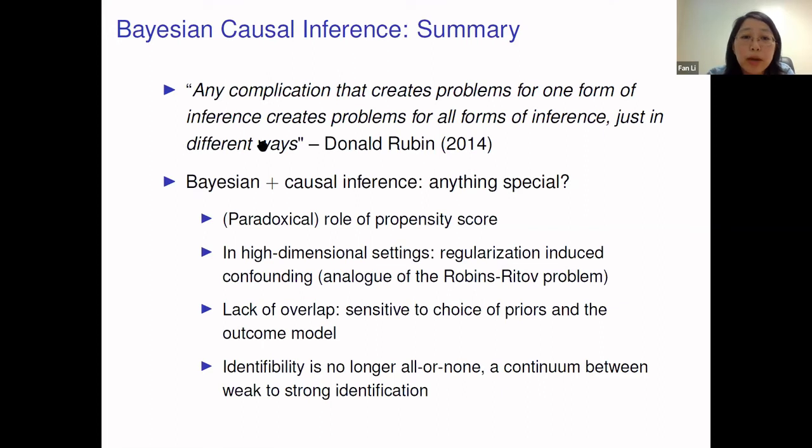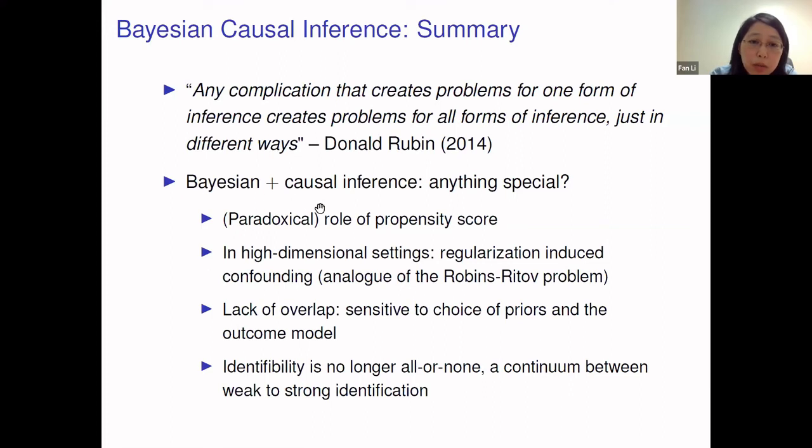So I want to conclude by quoting some discussion. I like Don Rubin's 2014 quote. He said that any complications that create problems for one form of inference create problems for all forms of inference, just in different ways. So the point is that the frequentist and Bayesian approaches to causal inference both have unique issues, but fundamentally, the fundamental problem of causal inference is the core issue here.